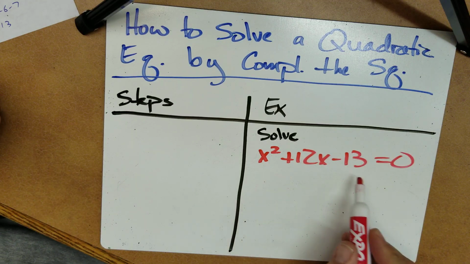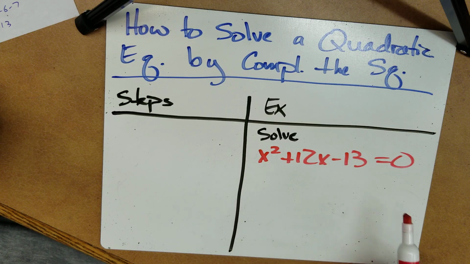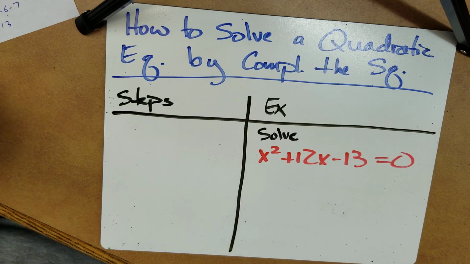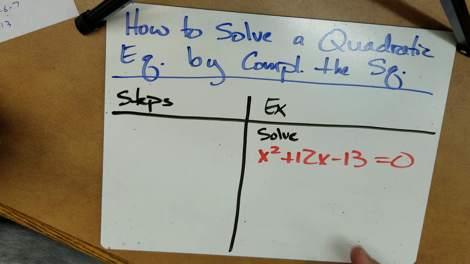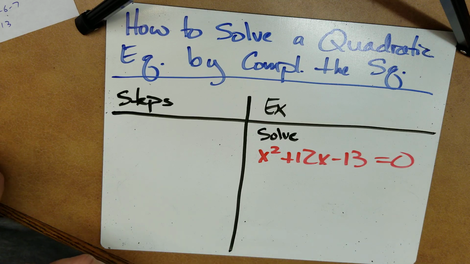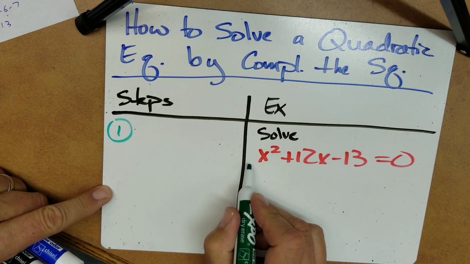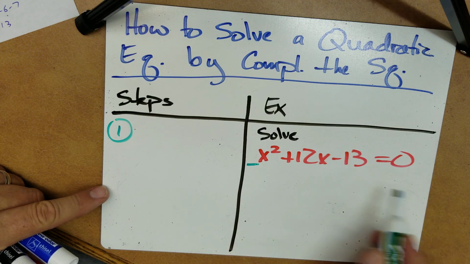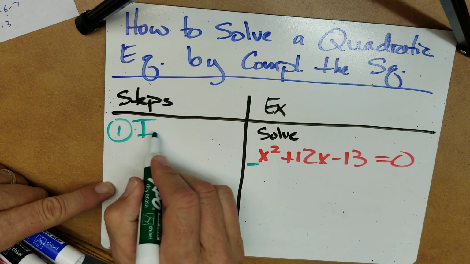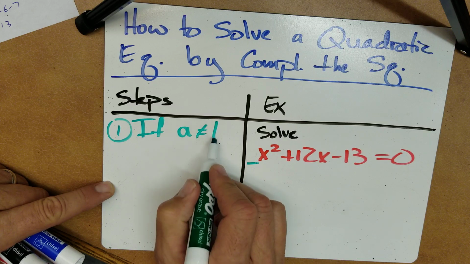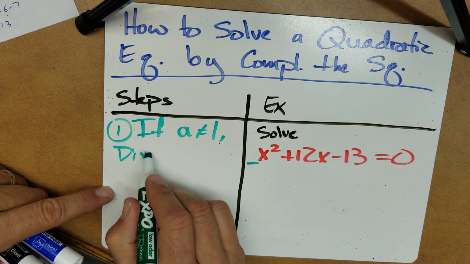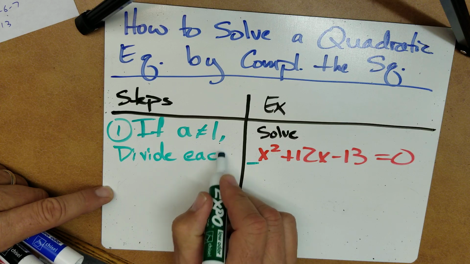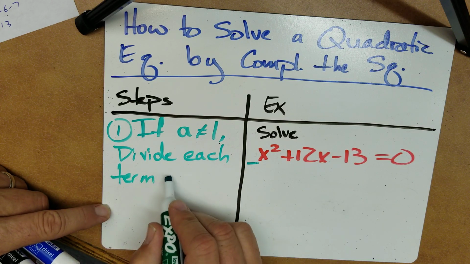Now, when you look at that, that looks like something we could probably factor and solve, and that's fine. You have to be mathematically agile, but in this case, we're going to use this one as an example to complete the square. So the very first thing you have to do, step 1, is if there's an a that's not 1, in this case it's 1, then you have to divide everything by it. So here I'll say, if a does not equal 1, divide each term by a.